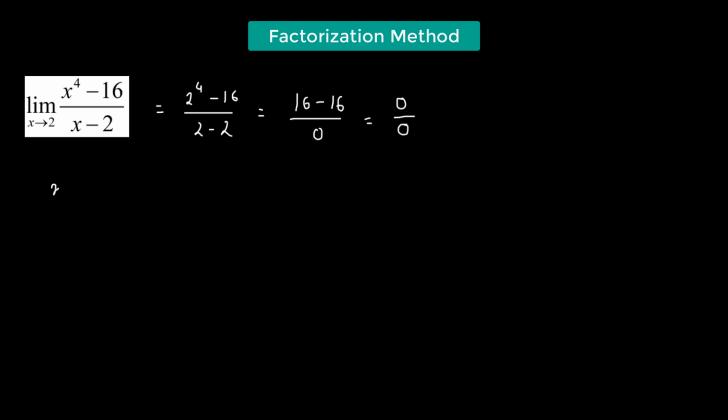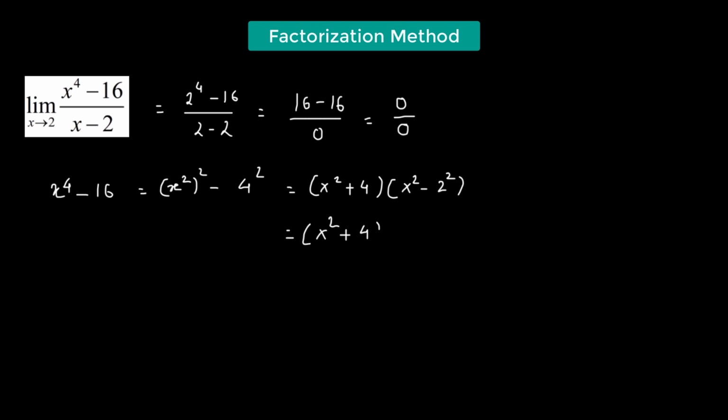Now what we are going to do is factorize the numerator, which is x raised to the power of 4 minus 16. So this can be rewritten as (x squared) whole squared minus 4 squared. So we apply the identity a squared minus b squared. So that will give us (x squared plus 4) multiplied by (x squared minus 4). So 4 can be again rewritten as 2 squared. On further simplification, we'll get (x squared plus 4) times (x minus 2) times (x plus 2).